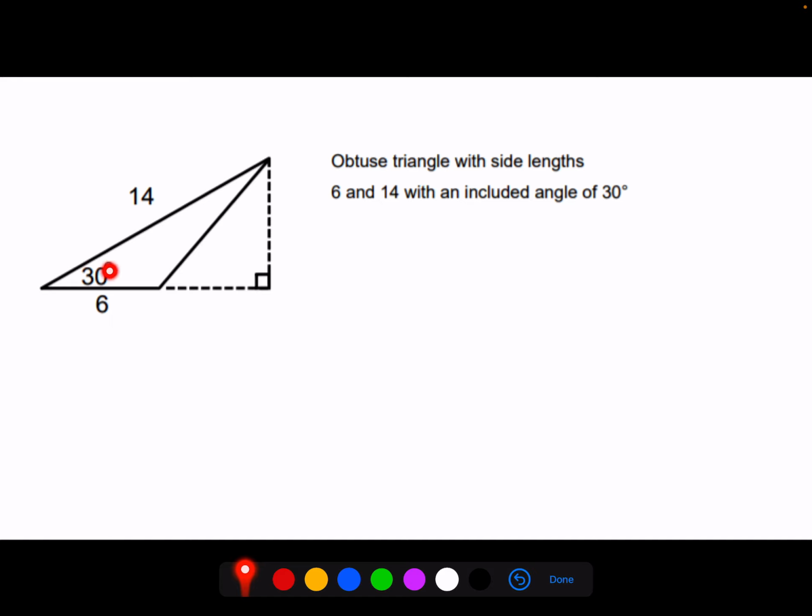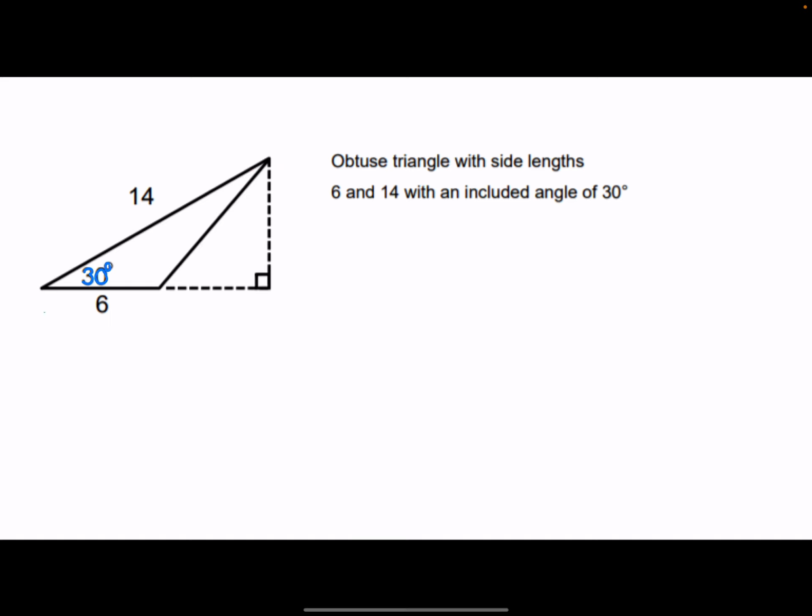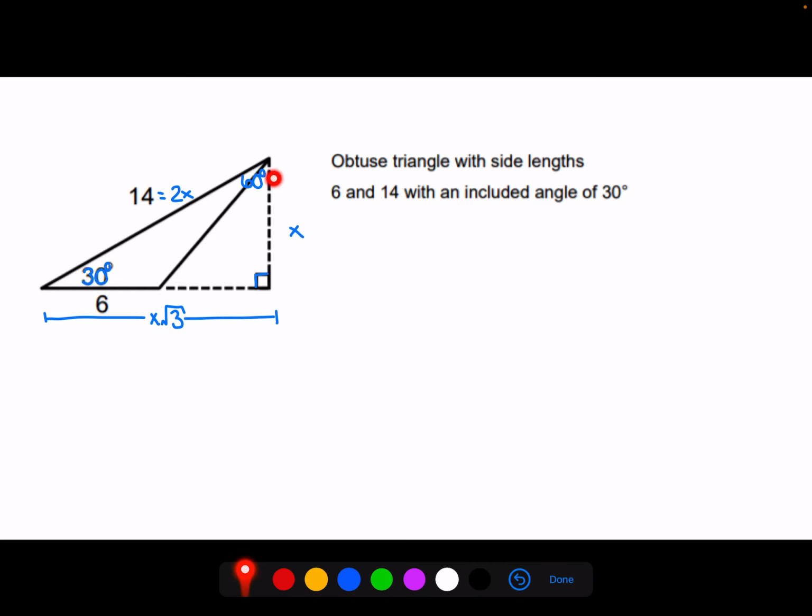So I have this 30-degree angle and this 90-degree angle with the auxiliary lines, which means that this full angle up top must be 60 degrees, making this into a 30, 60, 90 triangle. Side opposite 30 is x, that'd be our height. Side opposite 90 is 2x, and side opposite 60 is x radical 3.